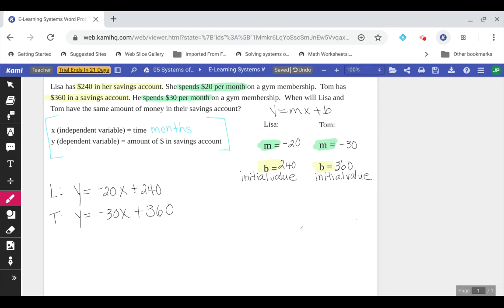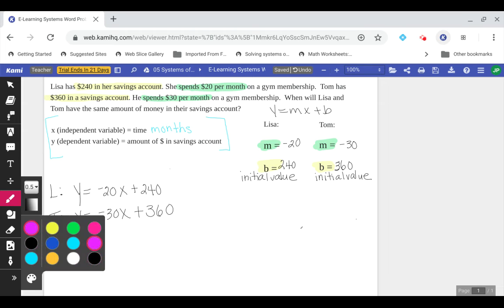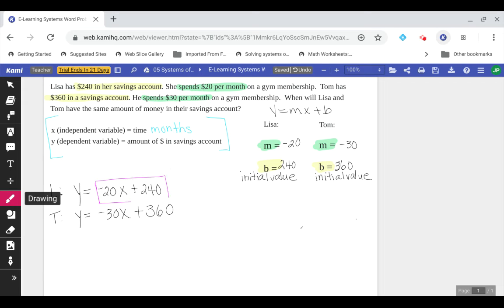If we're looking to solve a system of equations to figure out when they will have the same amount of money in their savings account, we are going to use substitution, and we are going to substitute this value of y in for y and end up setting the equations, or the expressions, I should say, equal to each other. Now we have an equation that we're going to end up solving in terms of x, which when we do solve, we'll figure out the number of months when they have the same amount of money in their savings account.